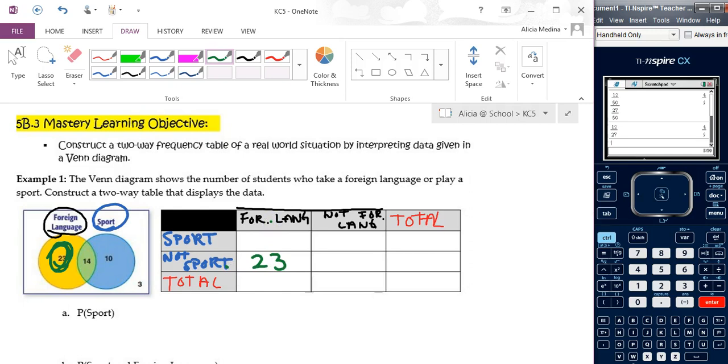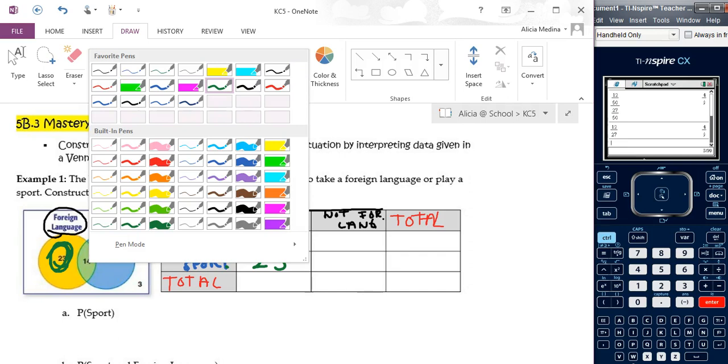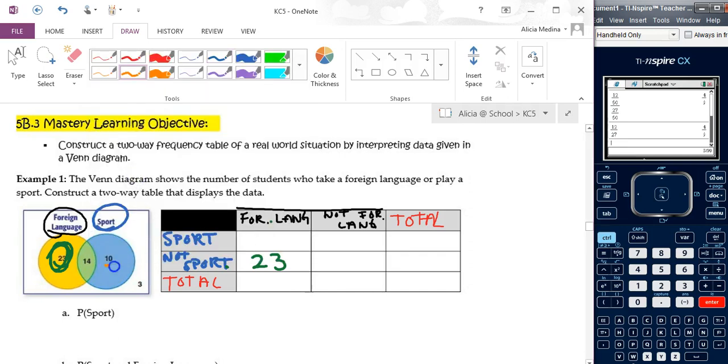Then let's try to look at the blue. I'll try to get another color here so you can see the difference. My 10 are the people that are in blue, meaning they play a sport but they're not in a foreign language class. So sport is right here, but not in a foreign language class would be this column right here.